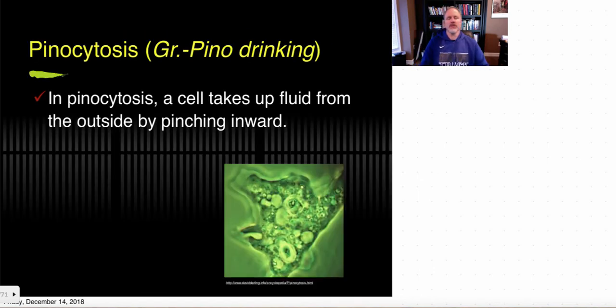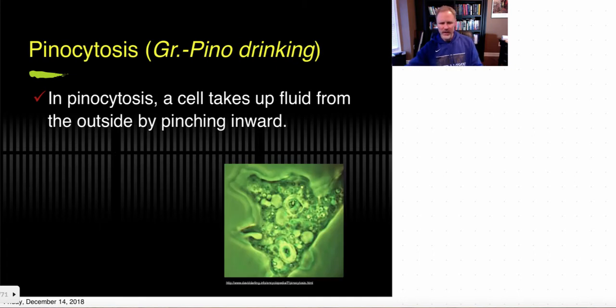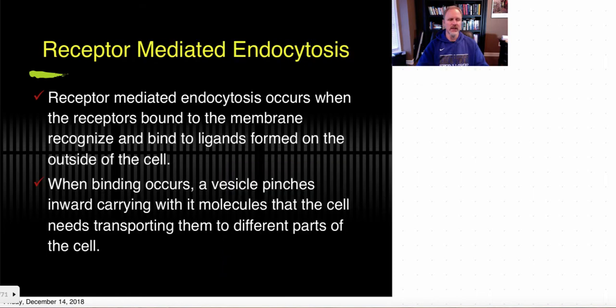Okay, now pinocytosis, I don't really have any videos here, but basically the outside surrounding solution contains things that the cells need, so it's going to form these vesicles and pinch inward and bring them in, and you can see all of the vesicles inside of here that contain fluid from the surroundings and so forth. And that's just pinocytosis, which is cell drinking. Phagocytosis is cell eating. Okay.